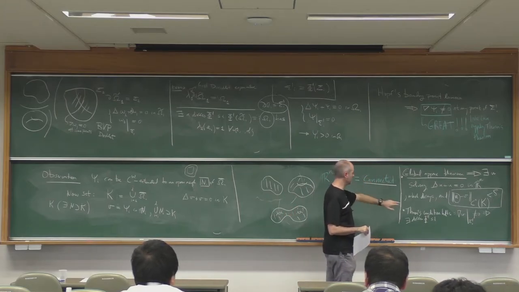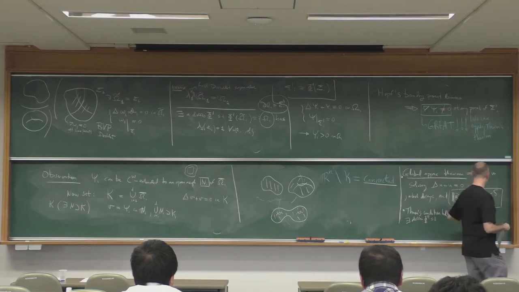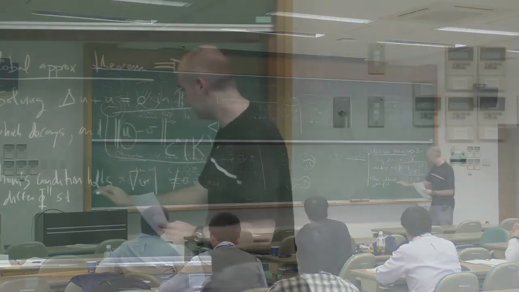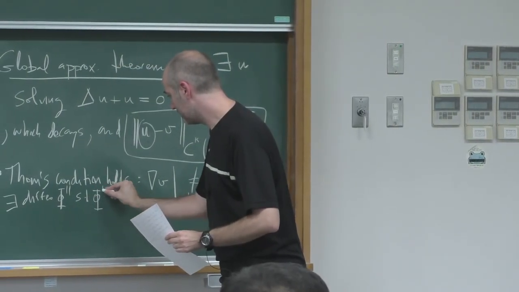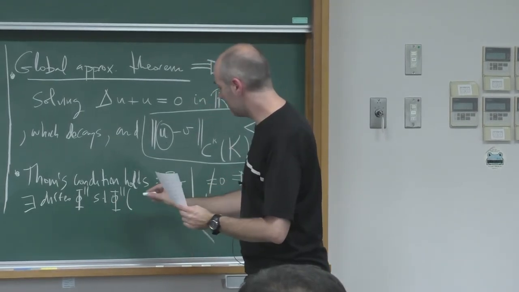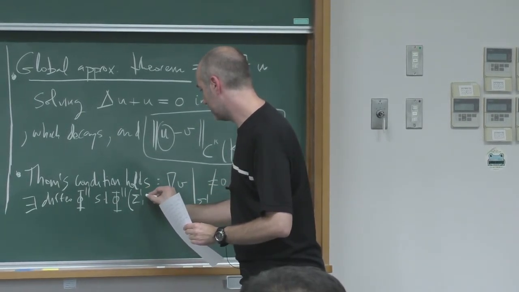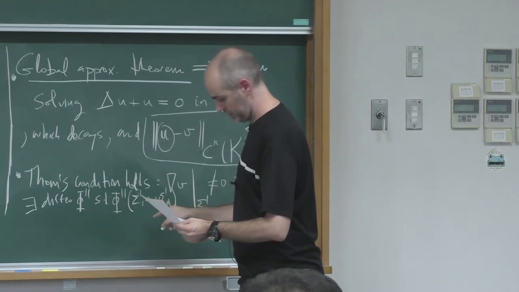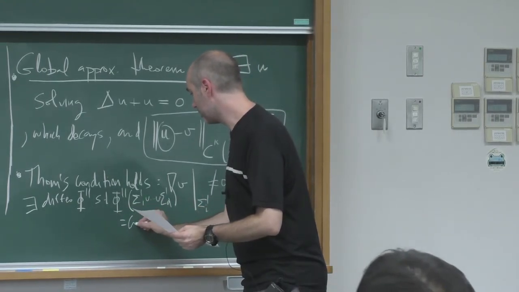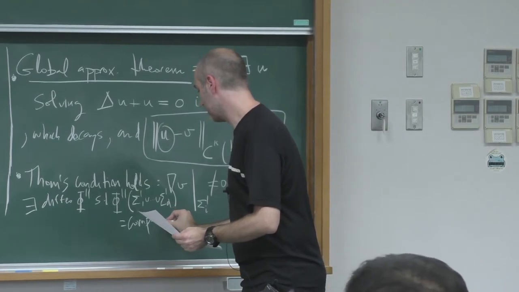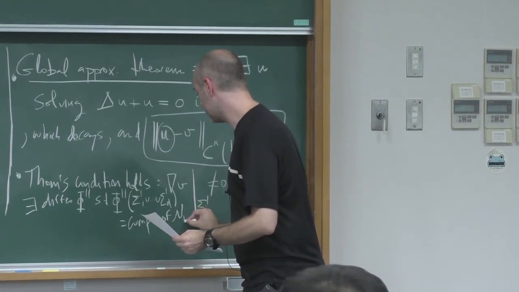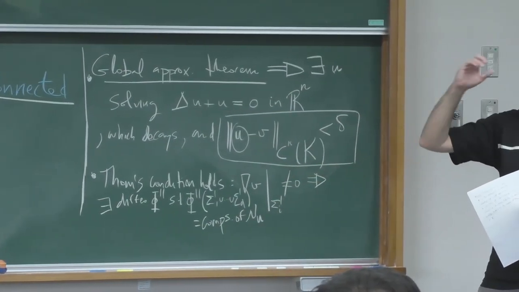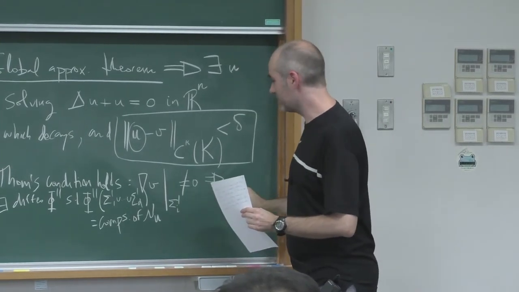Because the gradient is not zero, you can apply Thom's theorem. Then there exists the diffeomorphism such that phi double prime applied to this set of components of the nodal set of U. Okay, this is a consequence of Thom's theorem, and so the proof is finished.